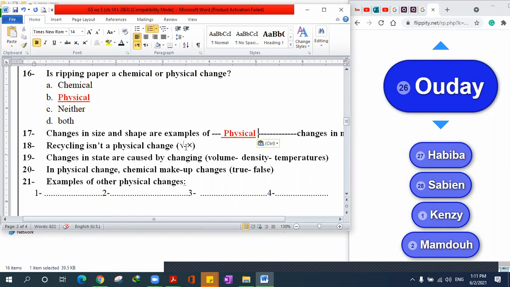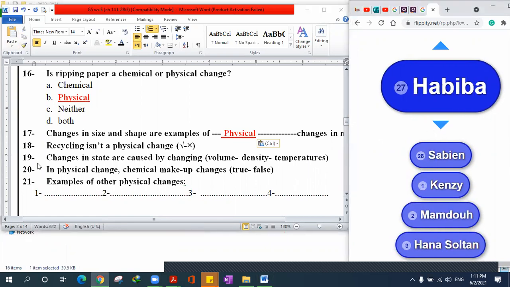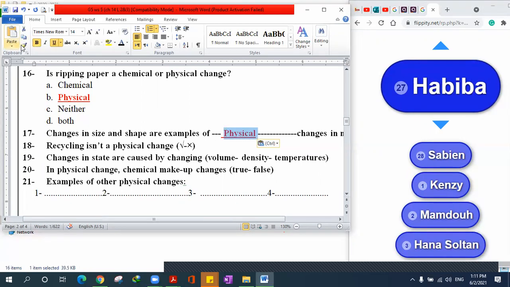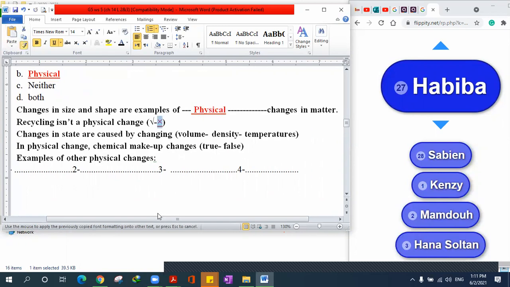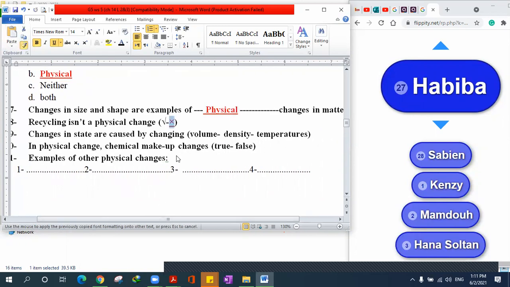Number 18, Habiba. Recycling isn't a physical change. True or false? False, because recycling is a physical change. Well done. Changes in state are caused by changing the solid, liquid, and gas. It means I'm changing what: volume, density, or temperature?